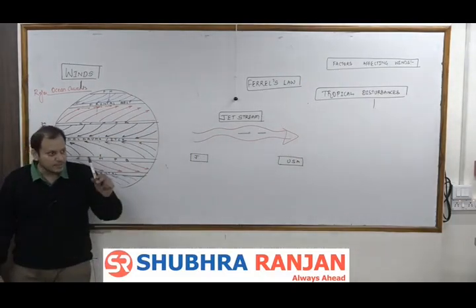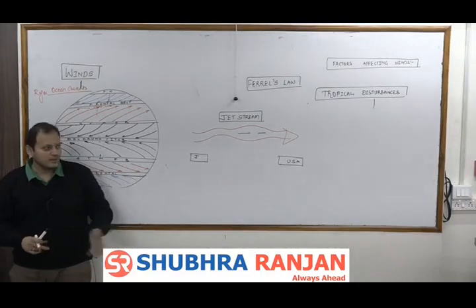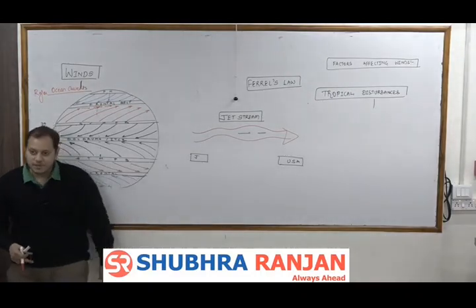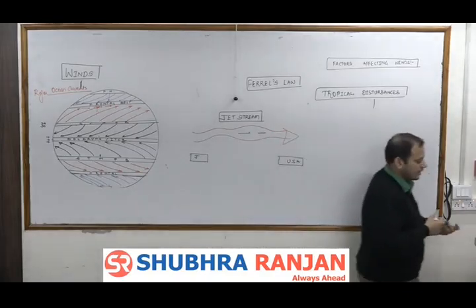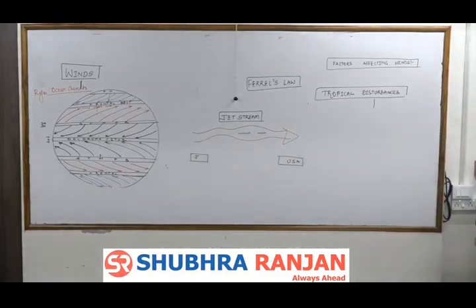Now I am asking you why jet stream का speed is so high. You got an answer here. Which force is absent in the upper atmosphere? Frictional force. Fine. So you can take down. As the frictional force is absent in the upper atmosphere, jet streams flow with very high velocity.